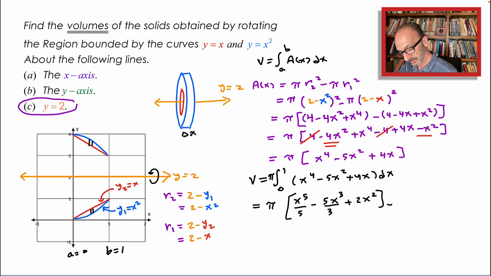And 0 and 1 will reduce our calculations. That will give me pi times 1 over 5 minus 5 over 3 plus 2. We don't need to worry about the 0. Every term has an x in it, that's why. Simplifying, we get 8 over 15 pi, and that should do it.